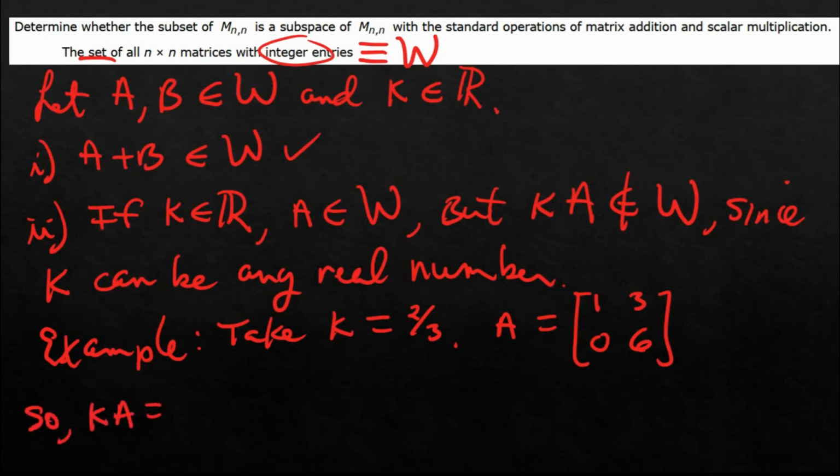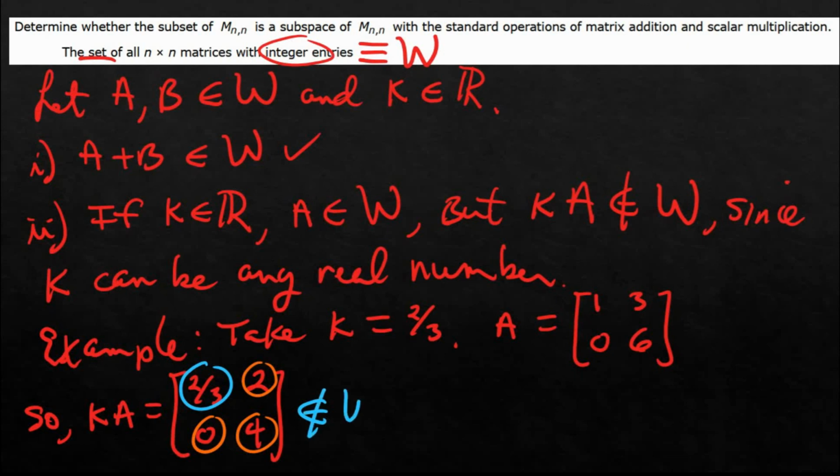So K times A would be 2/3, 2, 0, and 4. Now, these are good. Those three are integers. But uh-oh, 2/3 is not an integer. So this is not in W. This is not a matrix with all integer entries.